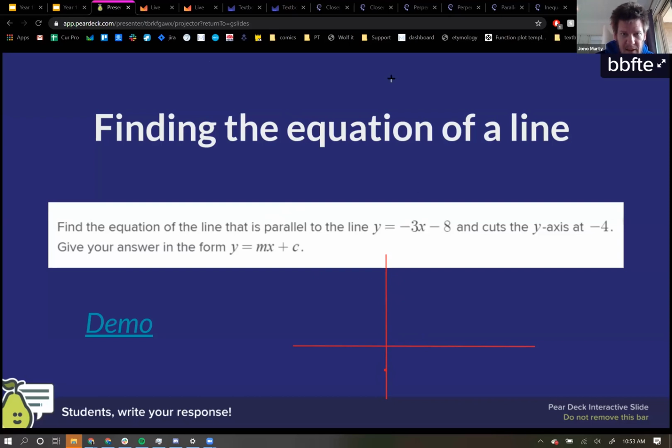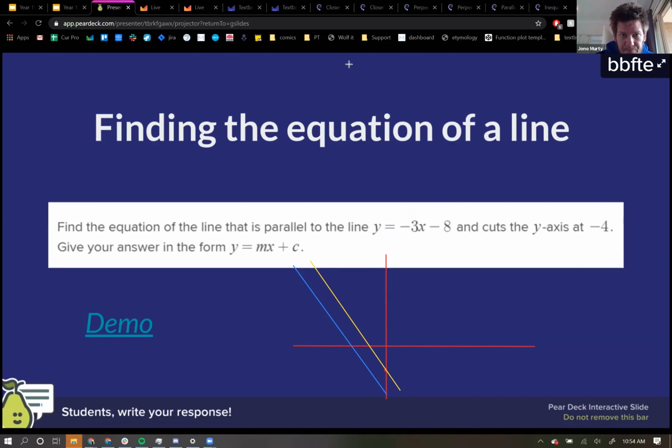So if I was to draw that line, I know it passes here at minus 8, has a negative gradient, so it's going to look something like that. And I want to find the line parallel to it that passes through this point here. So this is the line we want to find.